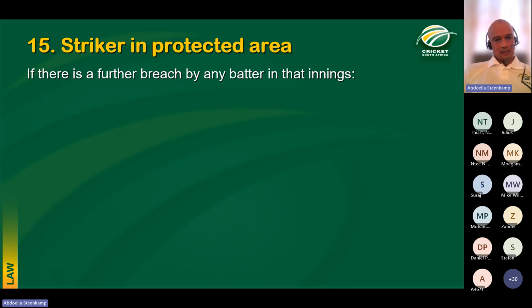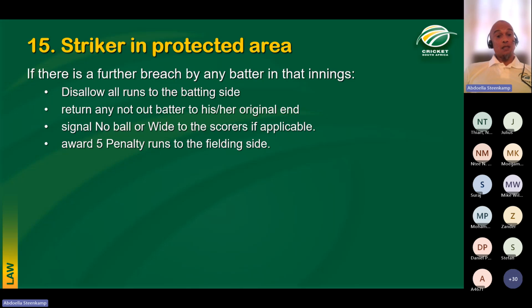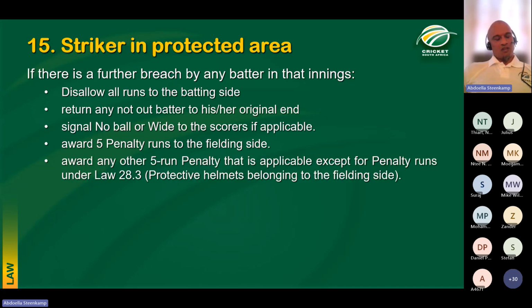If again in that innings a striker goes into the protected area, now disallow all runs to the batting side, and return any not out batter back to their original ends. If there was a no ball or wide, it applies. 5 penalty runs to the fielding side. Award any other 5 penalty runs except if the ball should hit the helmet that was placed behind the keeper. You will inform everyone and report this to the governing body.